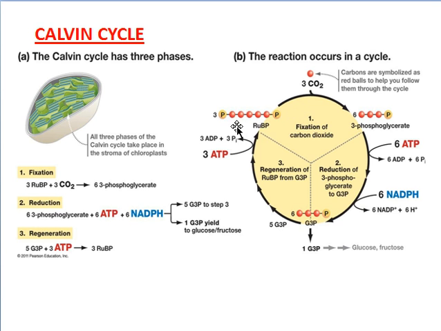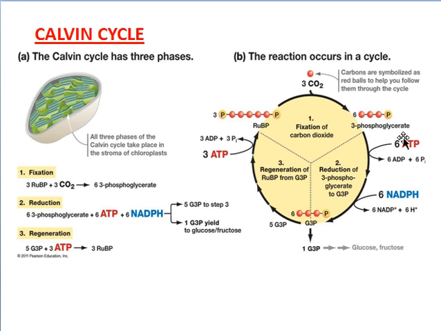Now, 3 molecules of RuBP will contain 3 into 5, a total of 15 carbon atoms, and each molecule of carbon dioxide contributes 1 carbon atom to the reaction. So 15 from here and 3 from here, together we get 18 carbon atoms, right? So after this first reaction, 6 molecules of this 3-phosphoglycerate are formed.